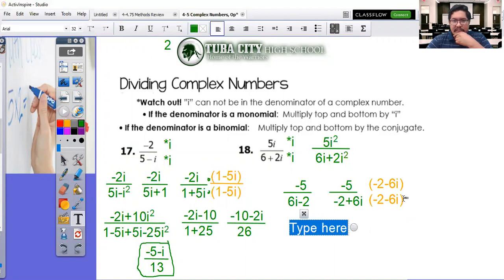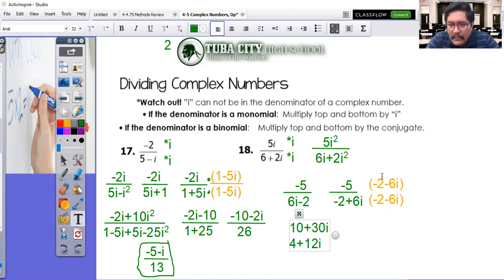To change this back, and then multiply -5 times both of these, so that'd be 10 plus, and then 5 times 6. Now that's going to be 30i. And for the bottom here, I'm going to have 4, because -2 times -2. And I'm just going to kind of go quickly through this, just so that way we have it in our head. Okay, and just going to have to trust me on the math on this one here, hopefully.